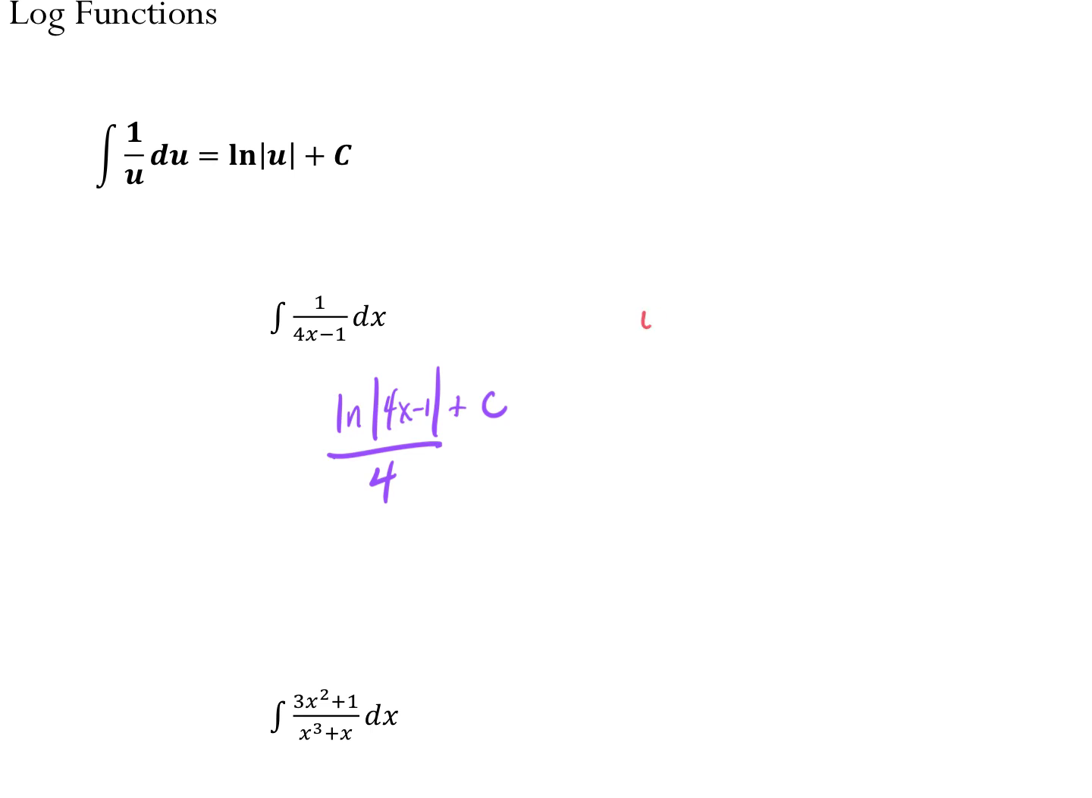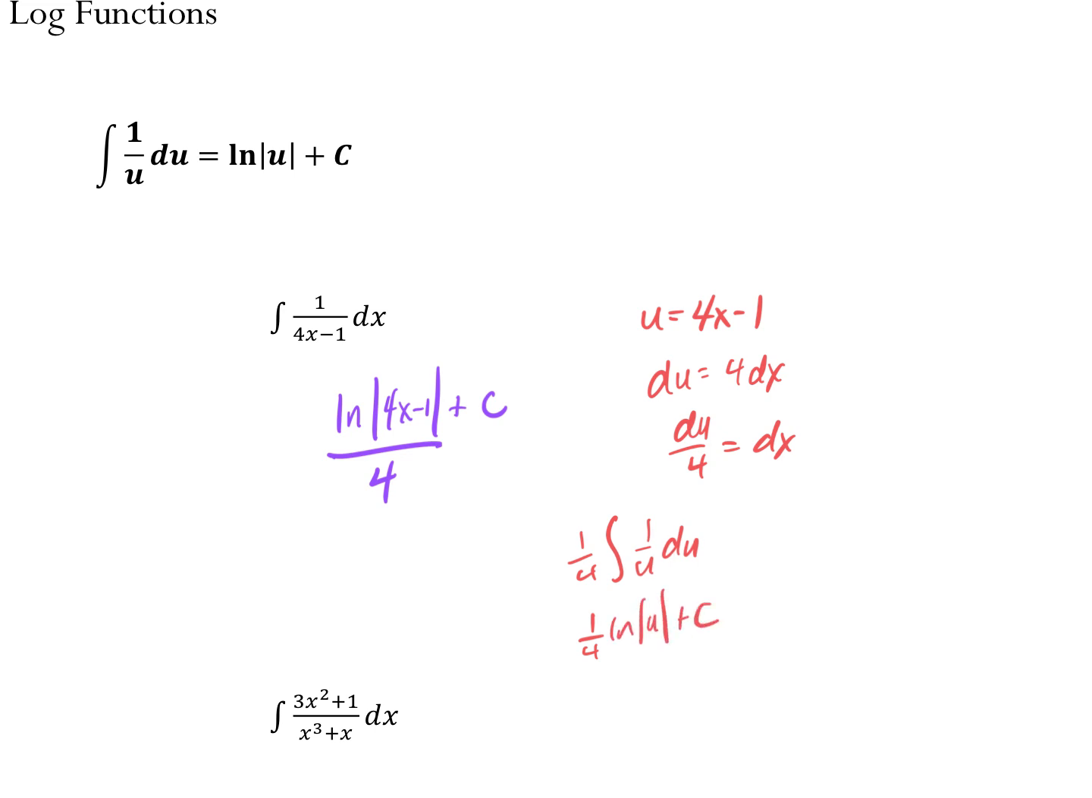sidebar over here, let's just let u equal 4x minus 1. Du would equal 4 dx. Du over 4 would equal dx. So now you've got the integral of 1/4 1 over u du. And now you've got 1/4 ln of u plus c, and then plug it back in. So if you need to do u sub there, there's absolutely nothing wrong with that, because I think it can be a large jump in other circumstances, right? Okay.